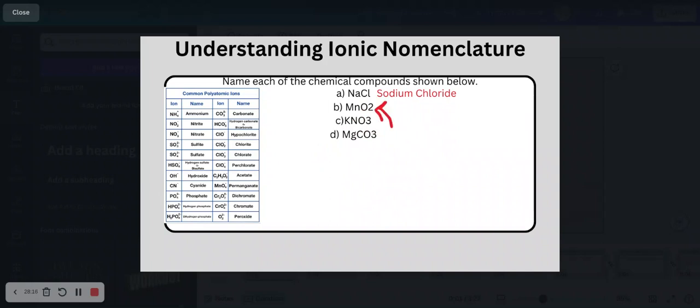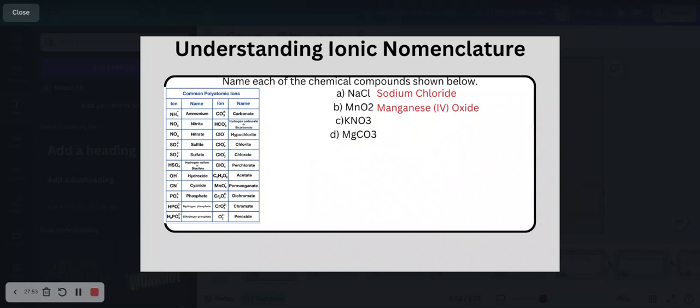Let's look at MnO2. Firstly, we know that the first element is manganese, not magnesium, manganese. We know that the second element is oxygen, so it would become oxide. However, manganese is a transition metal, so we need to denote its charge in parentheses with Roman numerals. And that's it for that example.